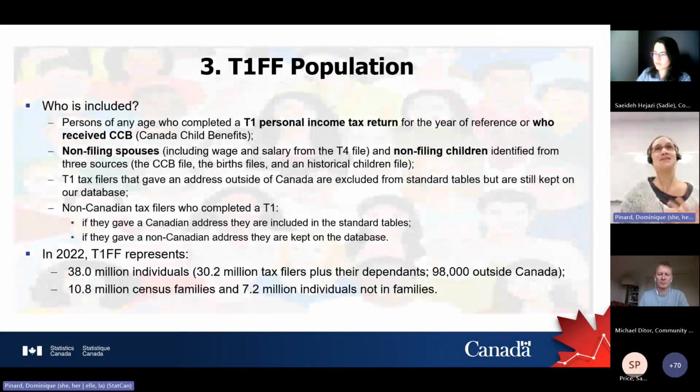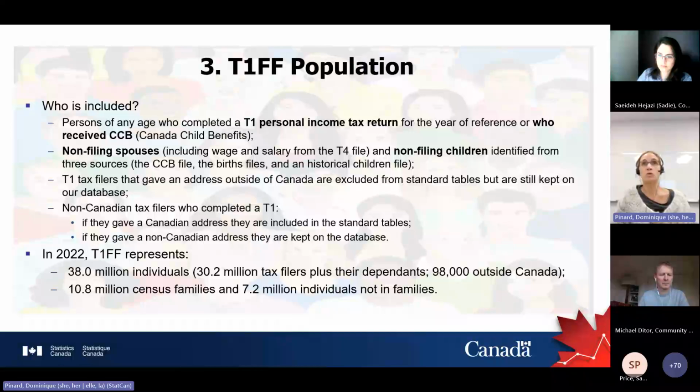So now let's talk about the TIF population, really the core of this product. The T1 family file is produced, as I mentioned, using the T1 personal income tax return. It also includes some information from the Canada Child Benefit file and the T4 slips, which are slips provided by your employer when you have wages. So the people who have filed their taxes or receive CCB are included in the file.